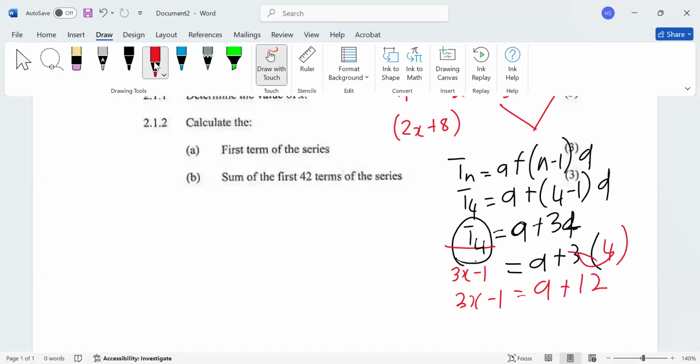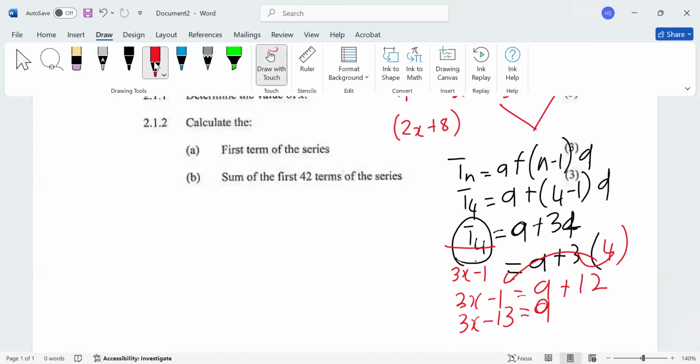But we can take this one to the other side. It's positive here; if it comes this side, it's going to be negative. Then it says 3x minus 13 is equal to a. At least if you got up until here, you would have gotten some marks.